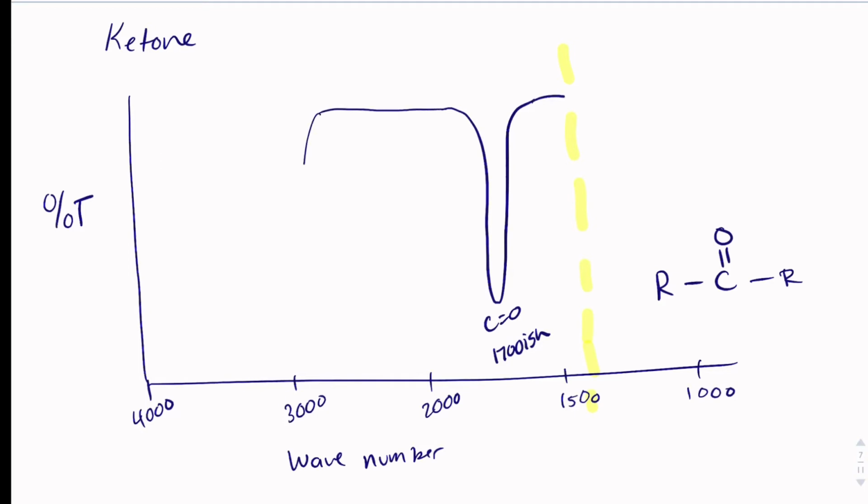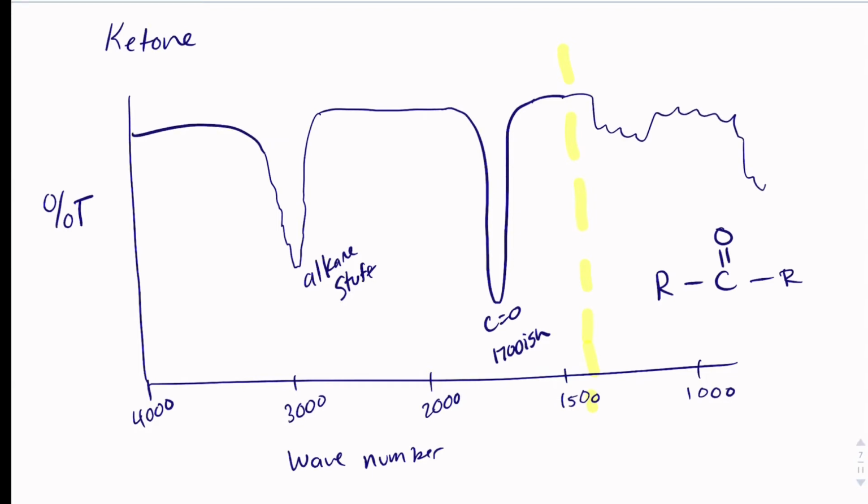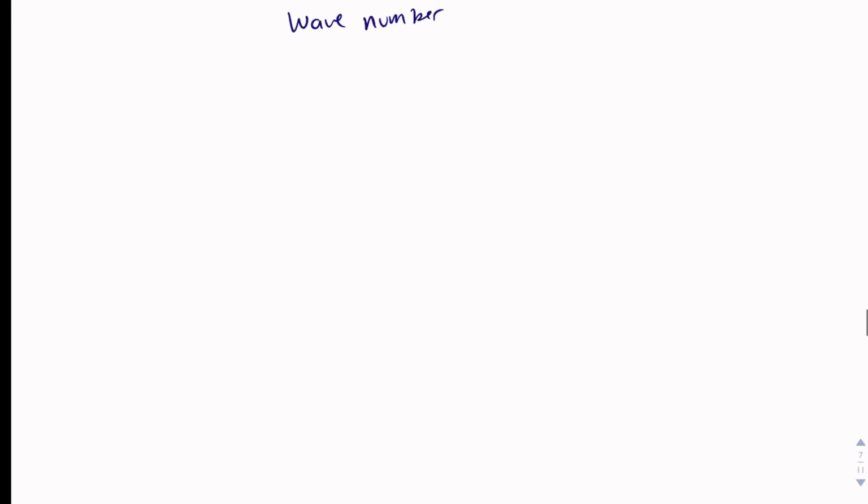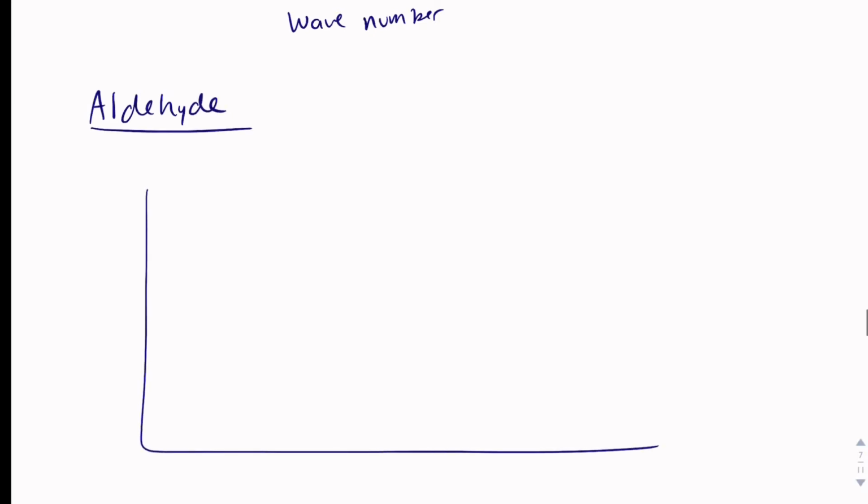We're going to always have some alkane stuff, and then we'll have some squigglies in my fingerprint region, and they might be big or small. It doesn't really matter for what we need. Okay, after ketones, let's do aldehydes. Aldehydes are very nice. I like aldehydes. So I'm going to draw my chart.